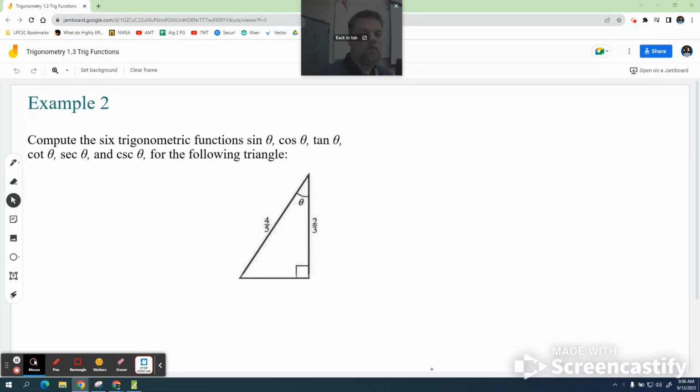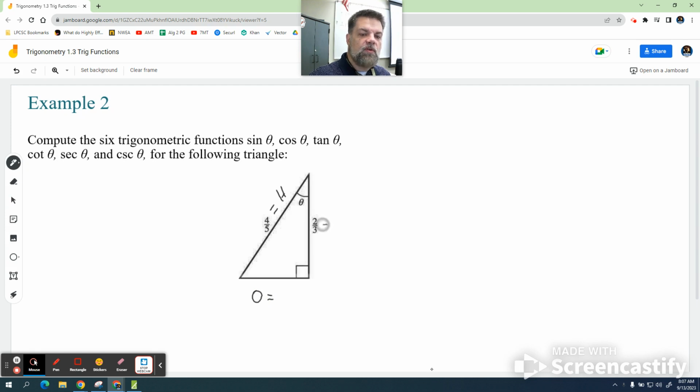All right, so what I need to do here, it's asking me to compute all 6 trigonometric functions, sine, cosine, tangent, and then their reciprocals. First thing I need to do is establish the sides of the triangle. Well, across from the 90-degree angle, this is the hypotenuse, right? And the one across from the angle theta is the opposite, and then the one touching the angle theta is the adjacent, right?